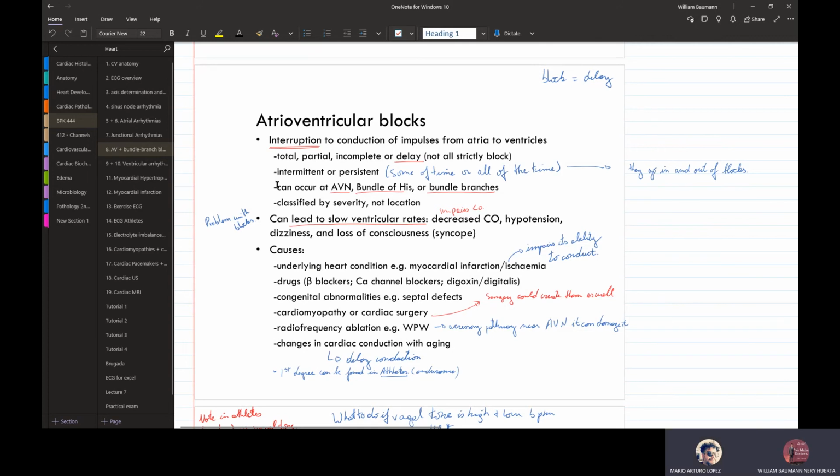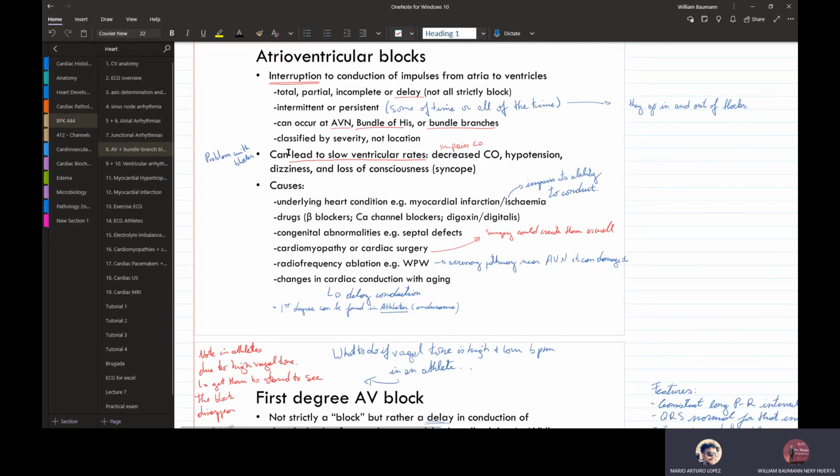And see right here, it can occur there, it can occur in the bundle of His or the bundle branches. And here we have the types of interruptions. It can be total, meaning there's no electrical impulses going through. It could be partial or incomplete, as well as delayed. So it's slow.